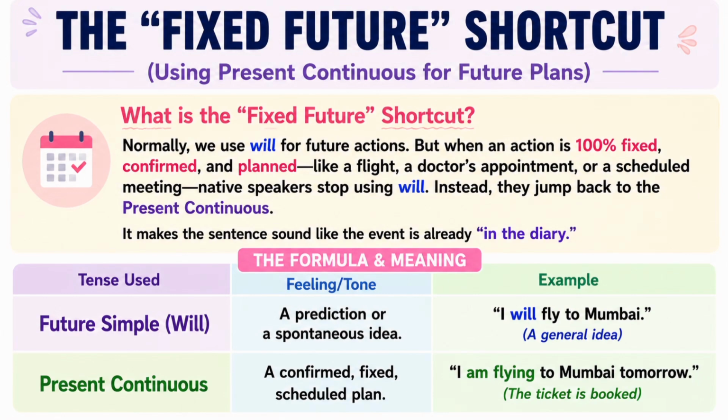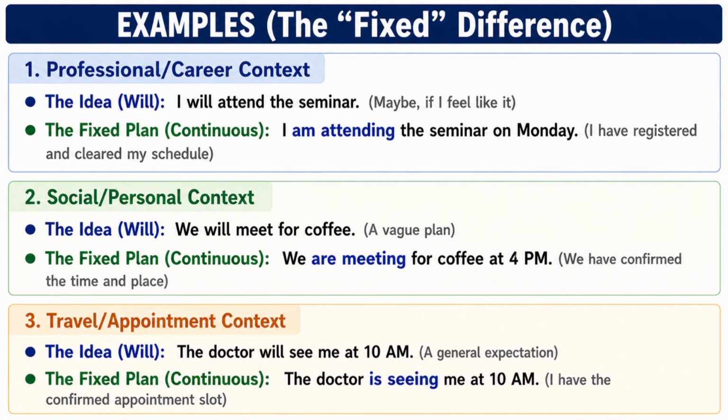Let's compare the two. I will fly to Mumbai. This is just a future idea or prediction. But, I am flying to Mumbai tomorrow. This means the trip is already planned. Maybe the ticket has already been booked. Now let's look at some examples.